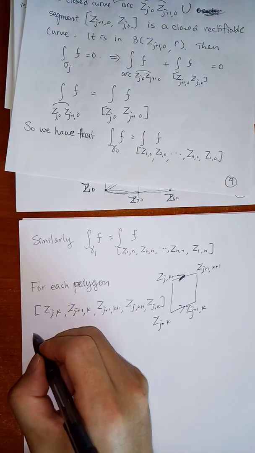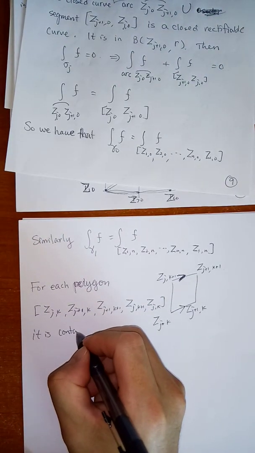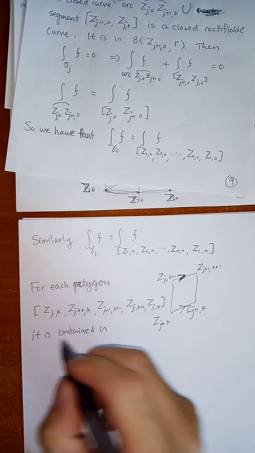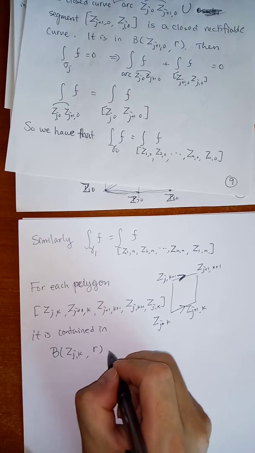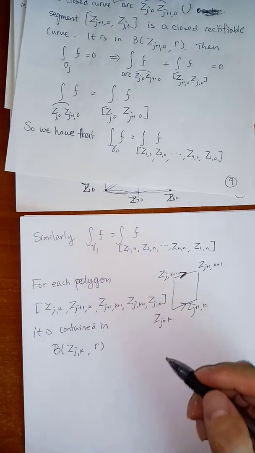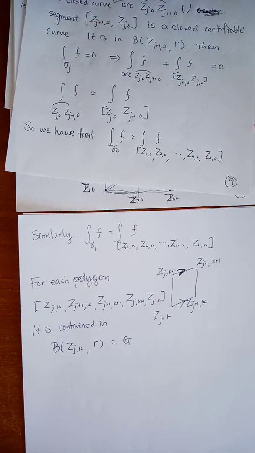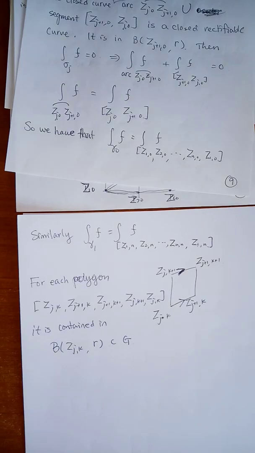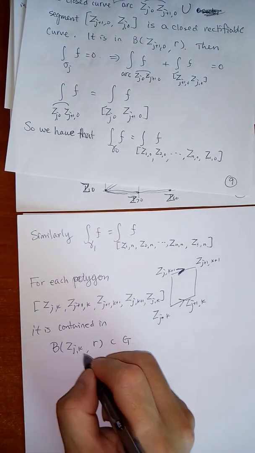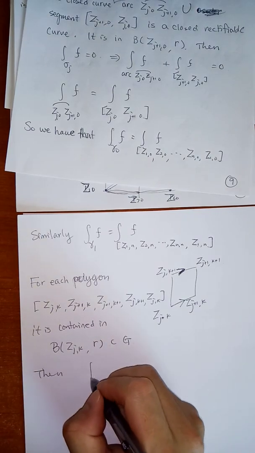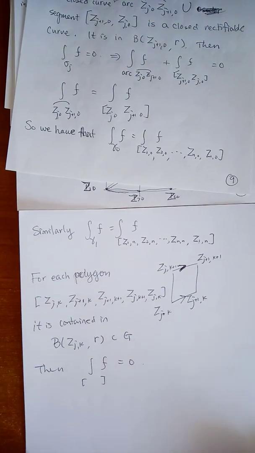So each polygon is contained in the open disk centered at ZJK with radius r. If it is contained in this disk, of course it's contained in G. So basically we want it to be contained in G. If it is contained in the disk in G, then the integral of f over this polygon is equal to 0.